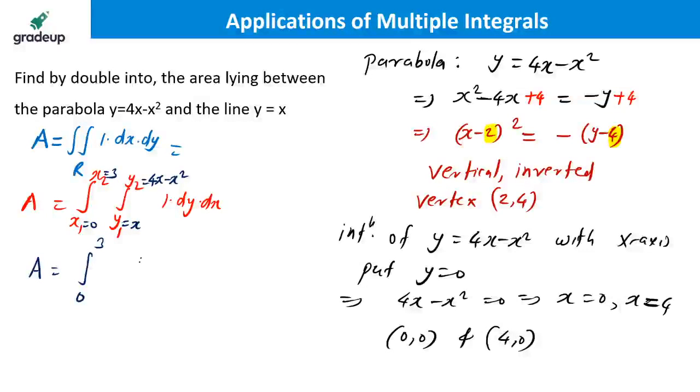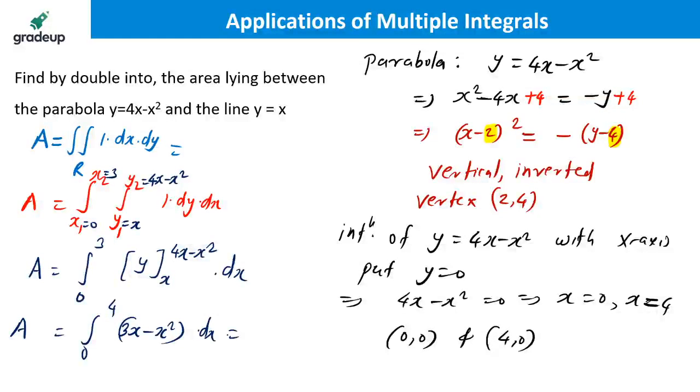So integration of 1 will be y. Limits are x to 4x minus x square, and then we have dx. Upper limit is 4x minus x square, lower limit is x. So 4x minus x square minus x will be 3x minus x square. Let us integrate once more with respect to x.